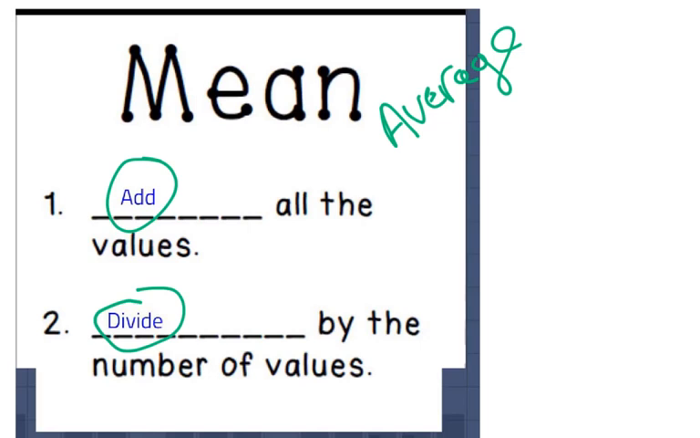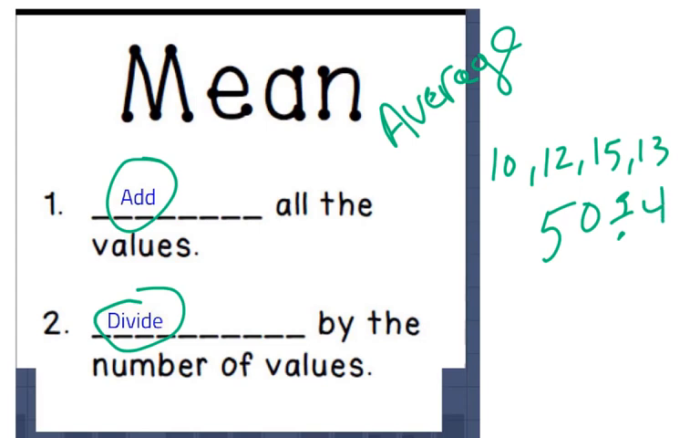So for example, if I have 10, 12, 15, 13 in a set of data, and I want to know the mean of this data set, I'm going to take 10 plus 12 plus 15 plus 13, and I'm going to get 50, okay? Then I need to divide that 50 by 4, because I have 4 terms. And 50 divided by 4 is 12.5. So my mean here is 12 and a half, okay? I hope that makes sense.